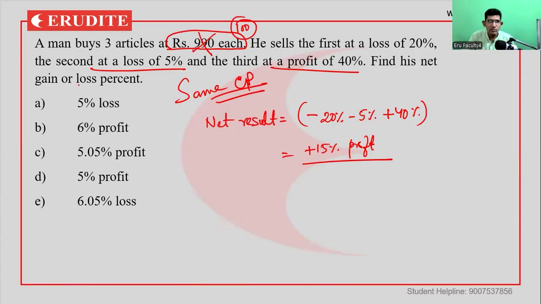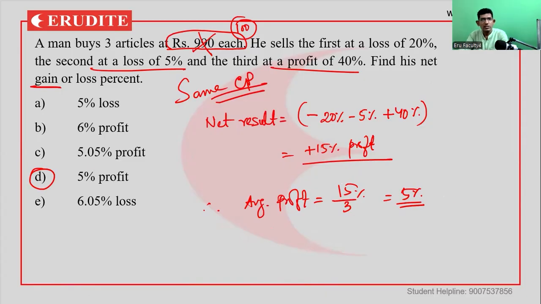So what will be the average profit? Average profit on 3 items. So simply the average profit or the net profit will be 15% upon 3, which is 5%. So net profit will be 5%. That's all. It's a one-step solution. This process is applicable only because the cost price of each item is the same.